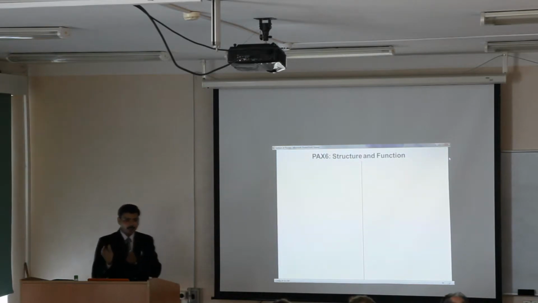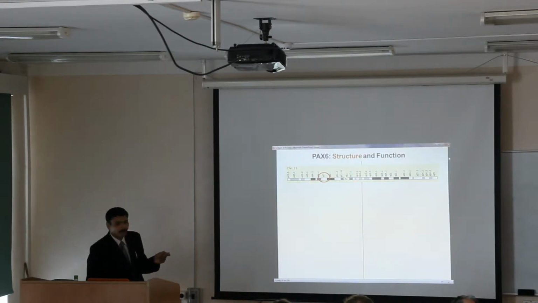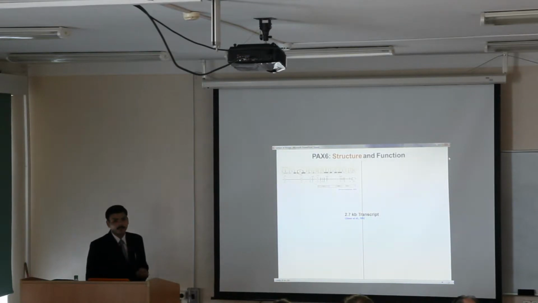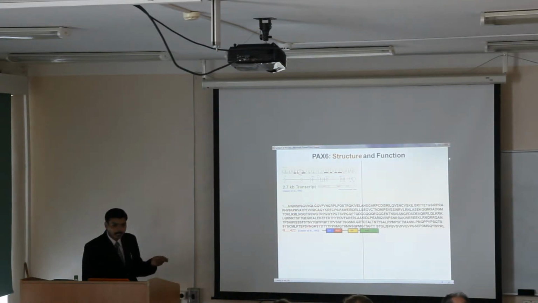To know the structure and function of a gene, let us try to understand how PAX6 structure and function are correlated. PAX6 is located on chromosome 11 on this particular arm. The gene contains 16 exons and introns. These shaded boxes are the exons and these non-coding boxes are the introns. These are the transcription start sites and three translation initiation sites coding for ATG, ATG and ATG. This gives a 2.7 kilobase pair transcript, and then this translates into a 422 amino acid long protein which is represented like this. This is the PAX6 protein.